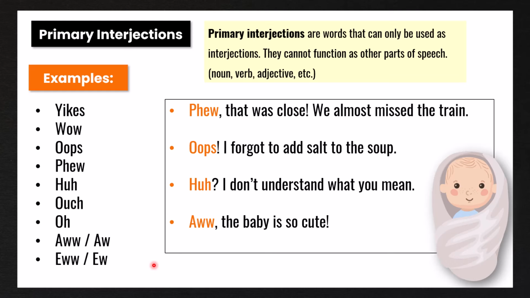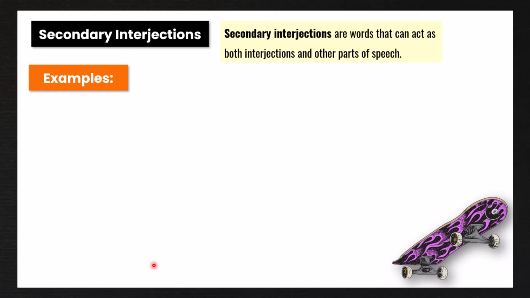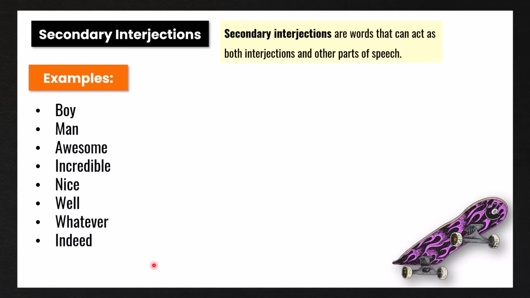Now in today's video, I'm going over mainly how we use interjections, how we punctuate them, and the different types of interjections. In future lessons, if you want to know how we use each one, please let me know in the comment section. We also have secondary interjections. And secondary interjections are words that can act as both interjections and other parts of speech. For example, boy, man, awesome, incredible, nice, well, whatever, indeed. There are many more secondary interjections.